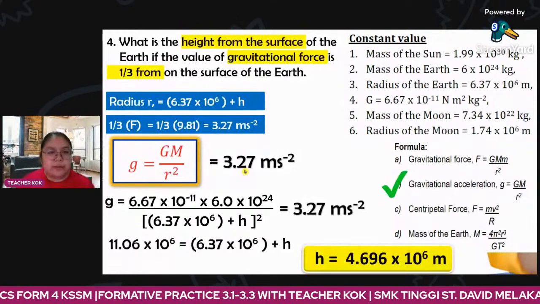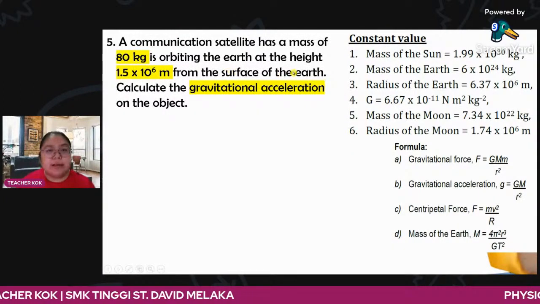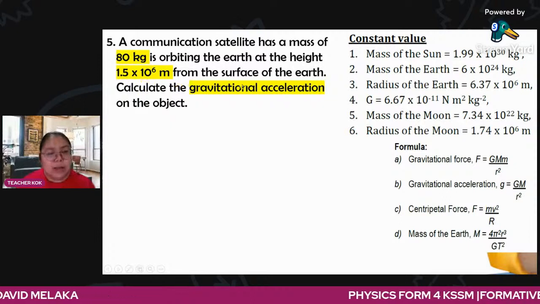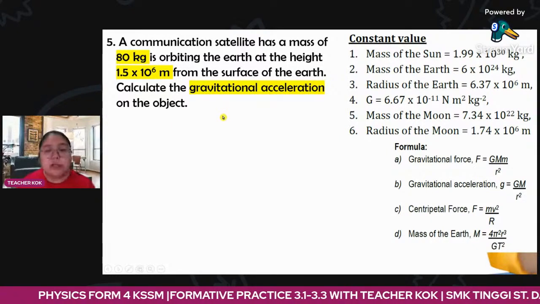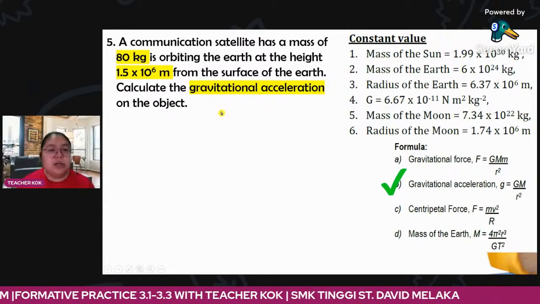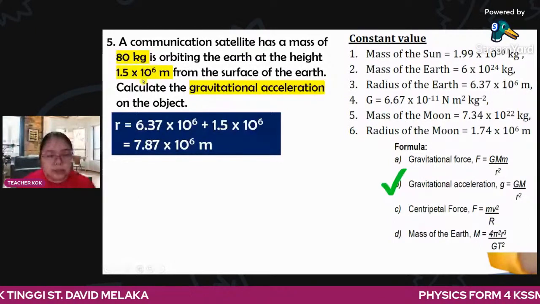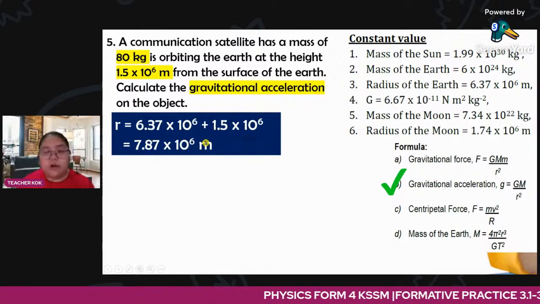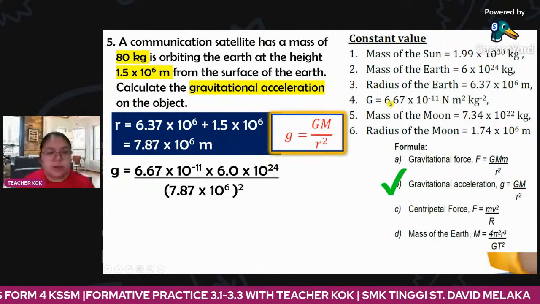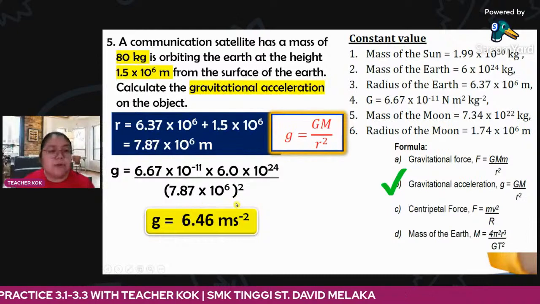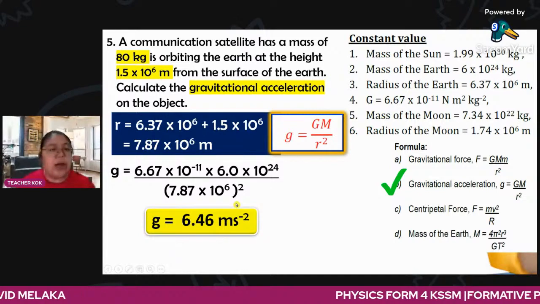Okay, number 5 first. The communication satellite has a mass of 80 kg. It is orbiting the Earth at a height of 1.5 times 10 to the power of 6 from the surface of the Earth. Calculate the gravitational acceleration of the object. This one is a gravitational acceleration, so I use this formula. I just need to add one more thing, because they say the height is 1.5 times 10 to the power of 6, so I add it to R already, and I can go straight to the answer. Put the G, put the M, where M is the mass of the Earth, then over the R. So the actual answer is 6.46 m s negative 2. Later for question number 4, I will show you the actual answer again.